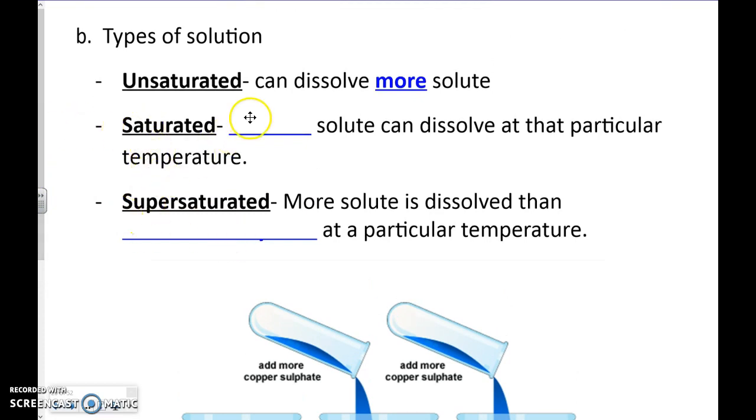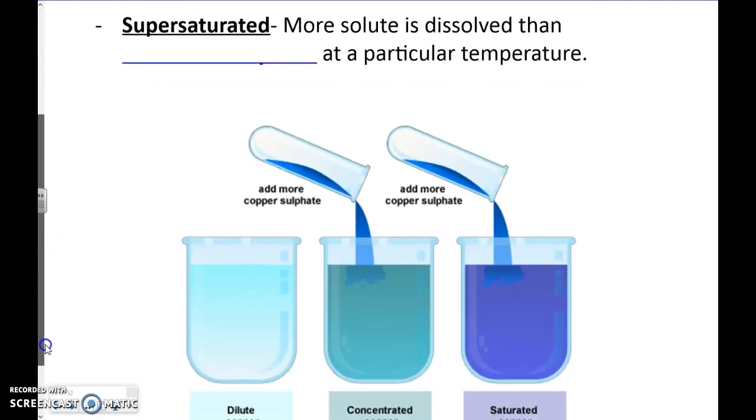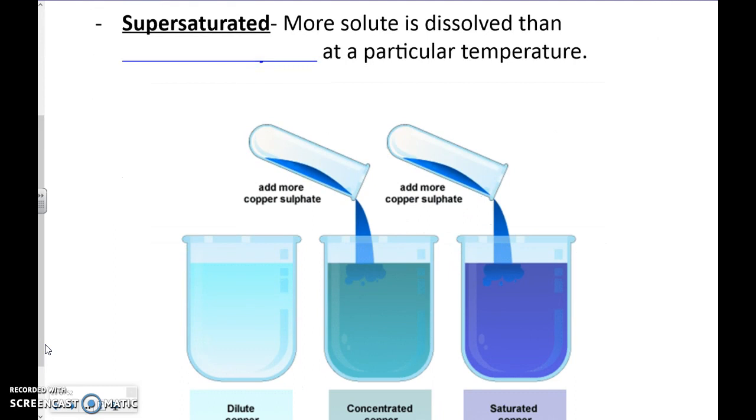Saturated means that no more solute can be dissolved. It has as much copper sulfate in that water as it can stand. Nothing else is going to get in there. Okay. The last type, supersaturated solution, holds more solute than it can normally hold. In other words, there's actually extra in there. Okay. So how do we do that?